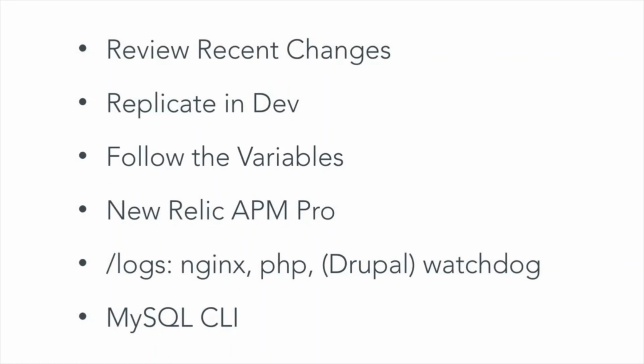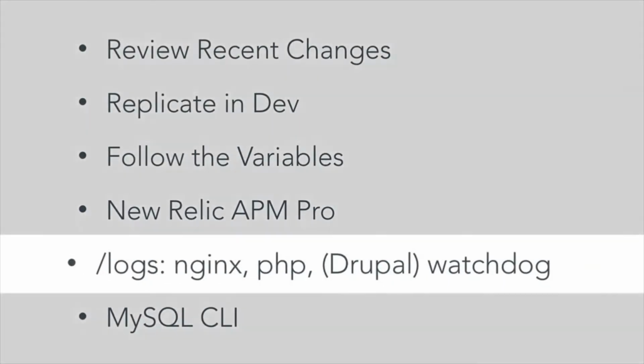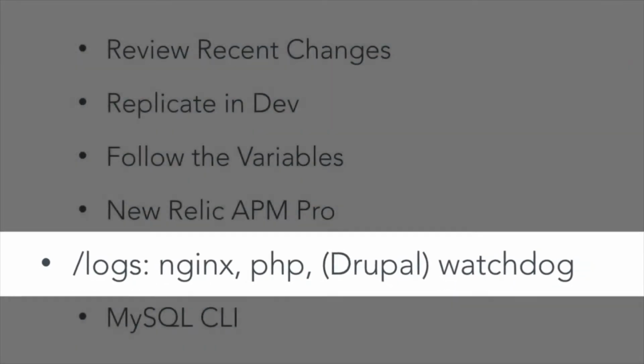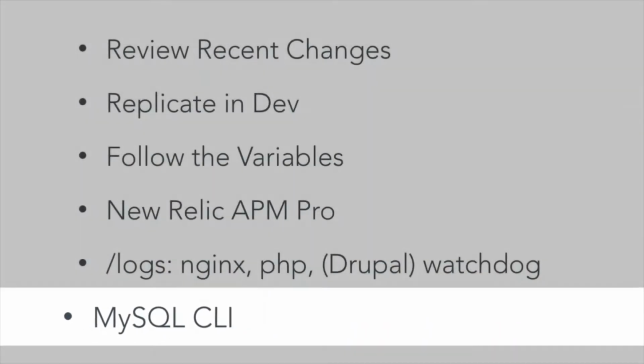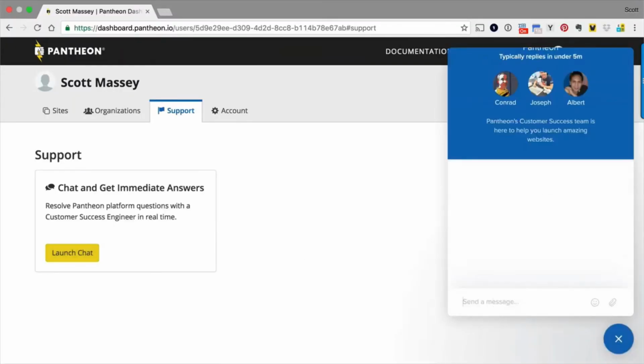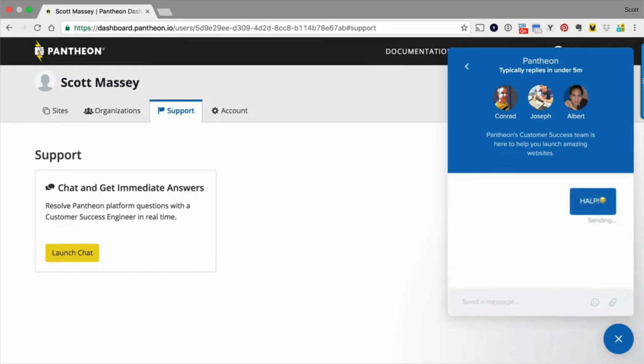Other super helpful tools in the debugging process are New Relic Pro, which comes free with every site, your server logs, which you can access via SFTP, and your MySQL command line access, which you can use to look at blocking queries. And remember, if you can't resolve it yourself, maybe we can point you in the right direction. Head to the support button on your dashboard and talk to an engineer.